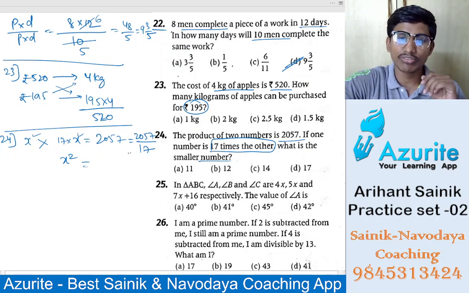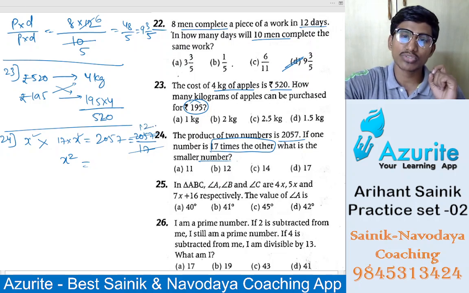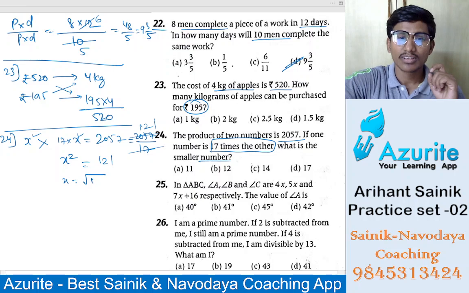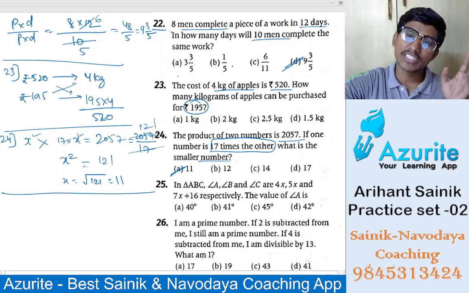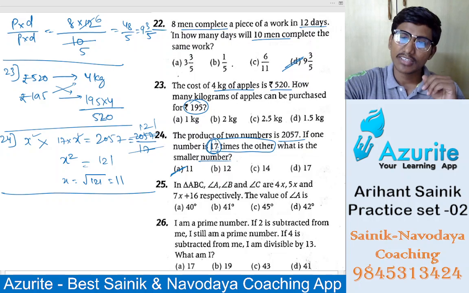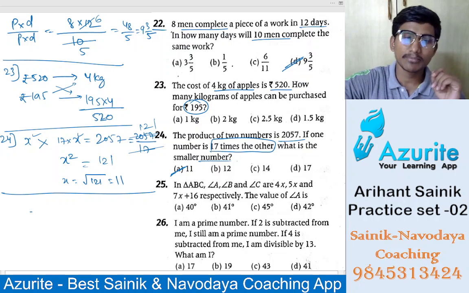So 17 you divide, 17 1 ja, 3 will be remaining, 17 2 ja 34, 1 will be remaining, 121. 121 is square of which number? 11. So answer is 11. Like this question they may ask. So what you have to do, just divide with this 17 and then take the square root.